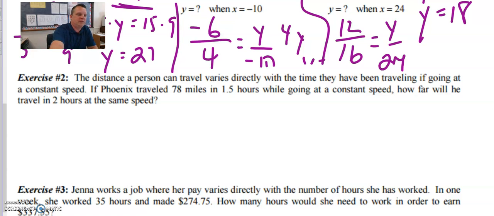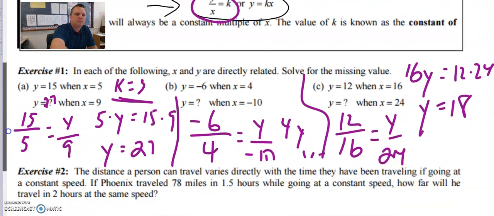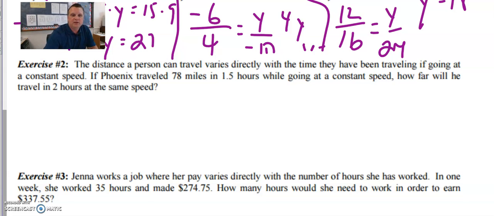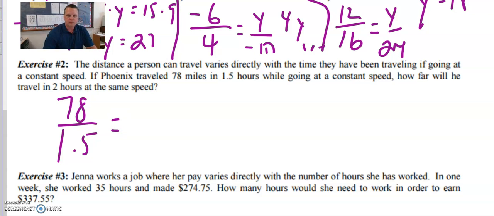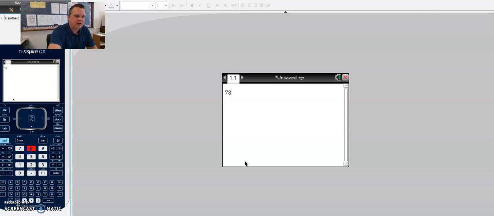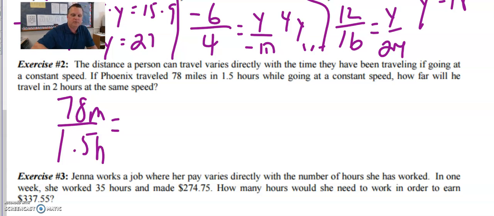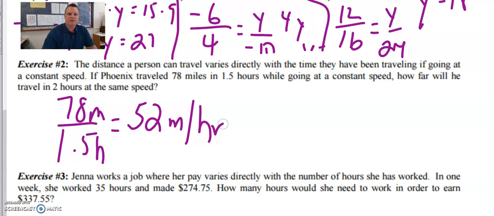So what we need to do is find the k, the constant of variation, or the unit rate. So we have 78 divided by 1.5, so 78 miles per 1.5 hours. When you simplify that, and again, just use your calculator, 78 divided by 1.5, enter, and there's your 52. So what that means is they're going 52 miles per hour, and that's your unit rate.